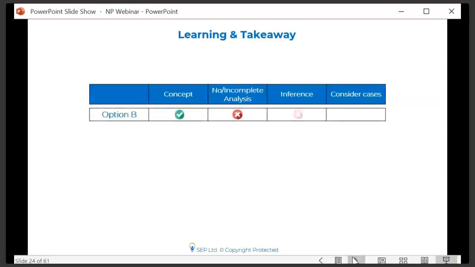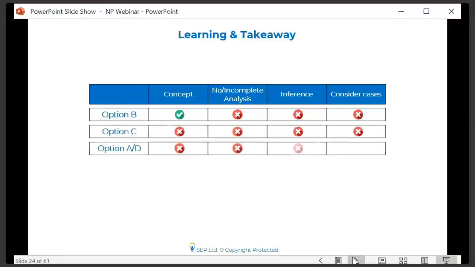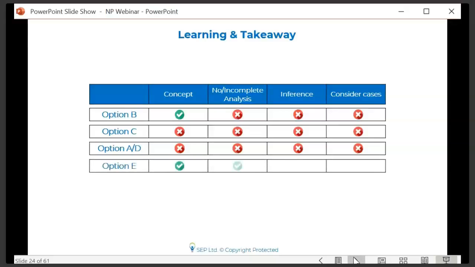So those of you who marked the answer as B, your concepts are in place. That's my opinion, that you know your concepts well. But where you're faltering is that you're not able to do the analysis properly and you're making the wrong inferences. You're not even considering all the cases, because of which you're making a mistake. Those who marked C or A or D, I believe your concepts are not so much in place because you're not doing the full analysis properly. If your concepts were in place, you would have at least chosen B as the right answer, not C, A, or D. Only those who would have marked E, though none of you did, would have all the four things in place.